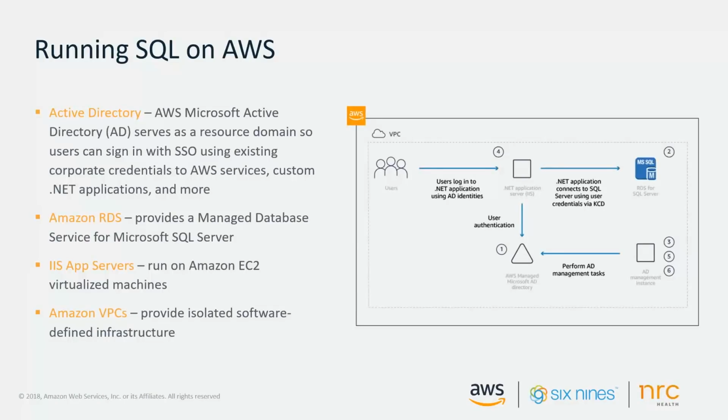Some of the other considerations for SQL Server on AWS: Active Directory is another first-class citizen in AWS. There are a multitude of ways to leverage Active Directory to leverage the resource domain, so users can sign in using single sign-on with their existing corporate credentials to Amazon services, to your applications, any number of things.